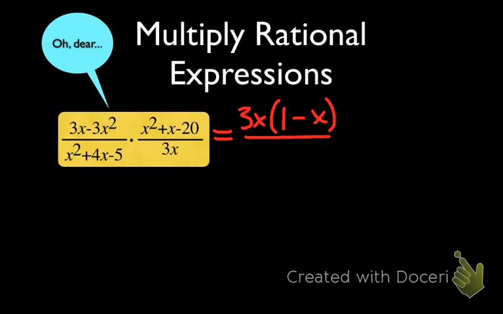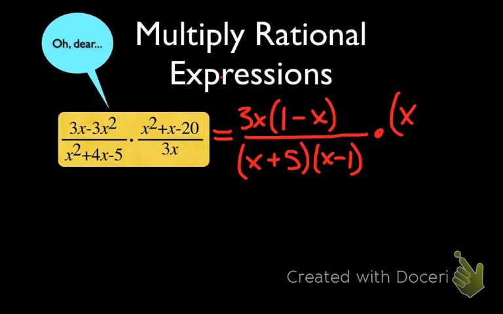X squared plus 4x minus 5 factors into x plus 5 and x minus 1. X squared plus x minus 20 factors into x plus 5 and x minus 4. Divided by 3x, which doesn't factor.